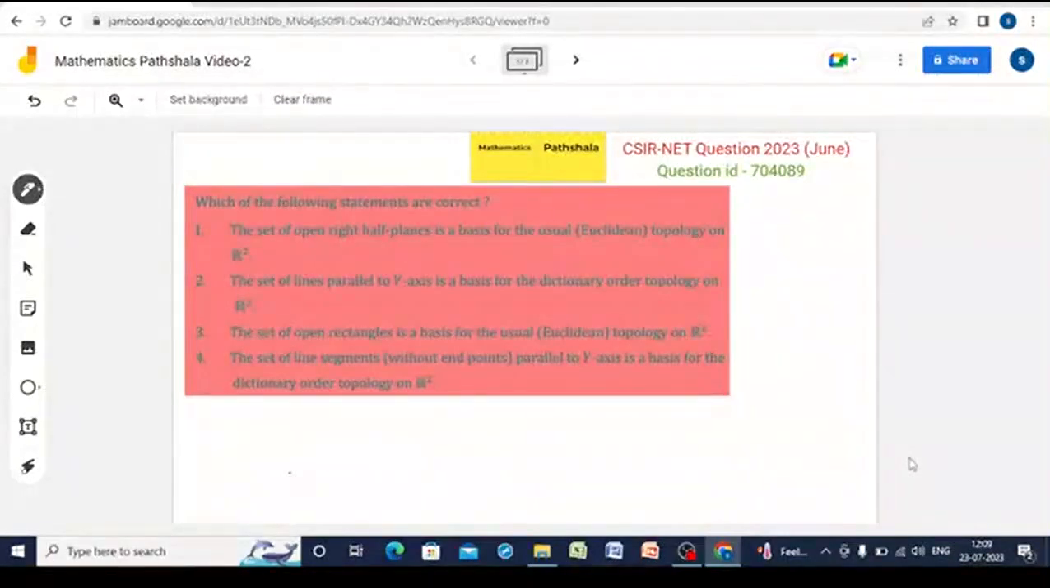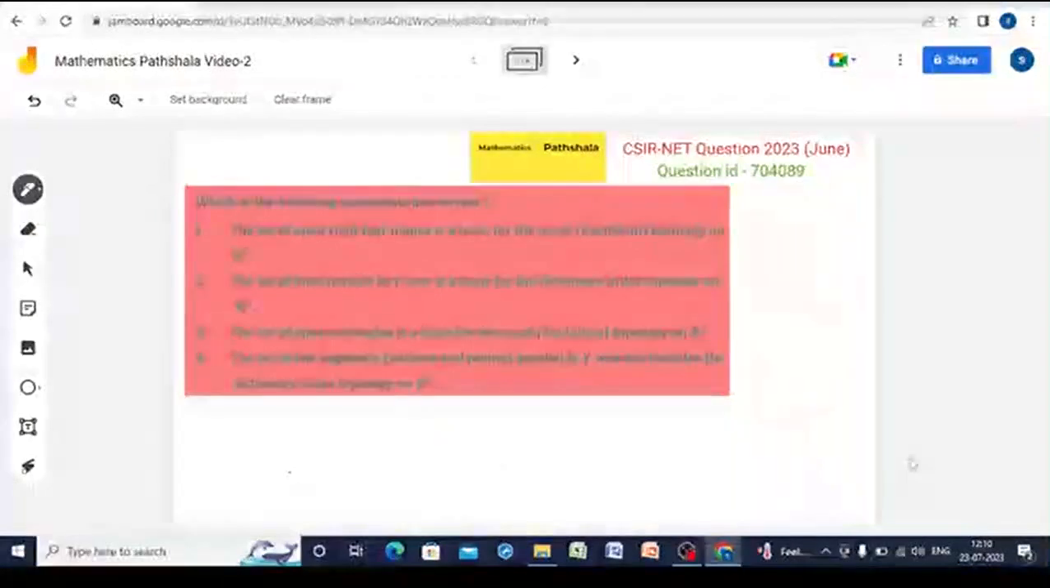Option 1 says that the set of open right-half planes is a basis for the usual topology on R2. Number 2 says that the set of lines parallel to the y-axis is a basis for the dictionary order topology on R2. Option 3 says that the set of open rectangles is a basis for the usual topology on R2. And option 4 says that the set of line segments without endpoints parallel to the y-axis is a basis for the dictionary order topology on R2.